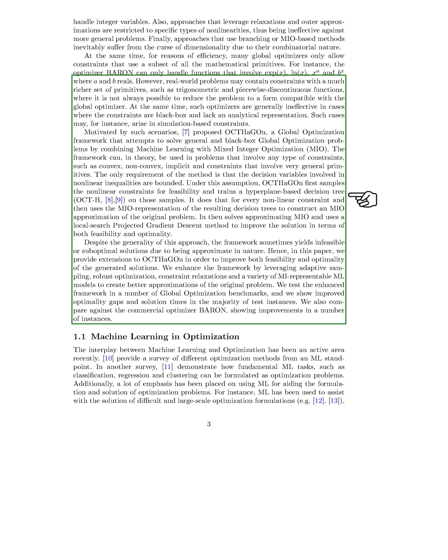Despite the generality of this approach, the framework sometimes yields infeasible or suboptimal solutions due to its approximate nature. Therefore, in this paper, we provide extensions to OCTHaGOn to improve both the feasibility and optimality of the generated solutions. We enhance the framework by using adaptive sampling, robust optimization, constraint relaxations, and a variety of MI-representable ML models to create better approximations of the original problem.